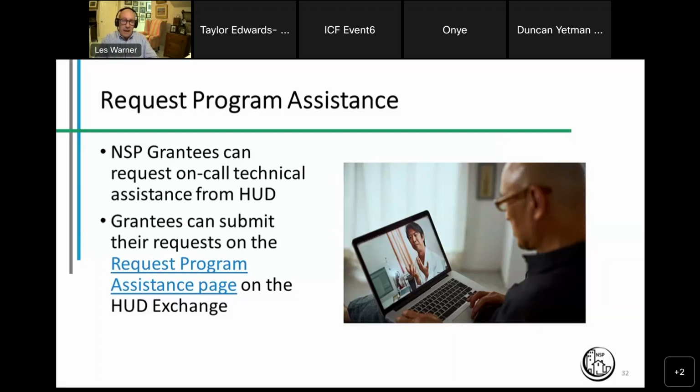you can request on-call technical assistance, and a TA provider would be assigned to work with you and your community. So for grantees to be able to submit that request, we've provided a link that will take you to the HUD Exchange to be able to submit that request. And that may be just the assistance that some communities need to be able to get over that hump.